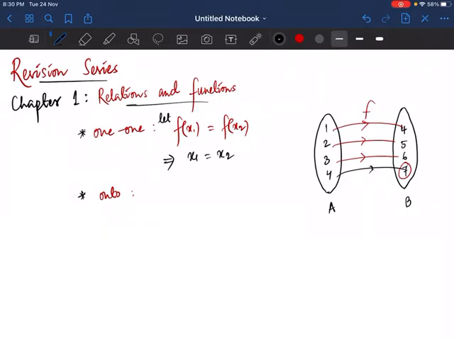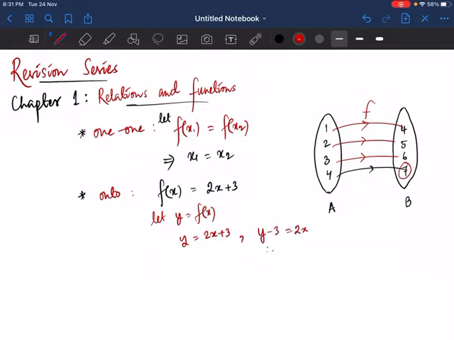Now for onto function, suppose you have a relation like this, f(x) is equal to 2x plus 3. Suppose you have a problem like this and you have to prove whether this function is onto or not. So what you will do is, for this problem you will write: let y equal f(x). Then y is equal to 2x plus 3. Then you have to express x in terms of y. So I will take y minus 3 is equal to 2x. Then therefore x is equal to (y minus 3) by 2.